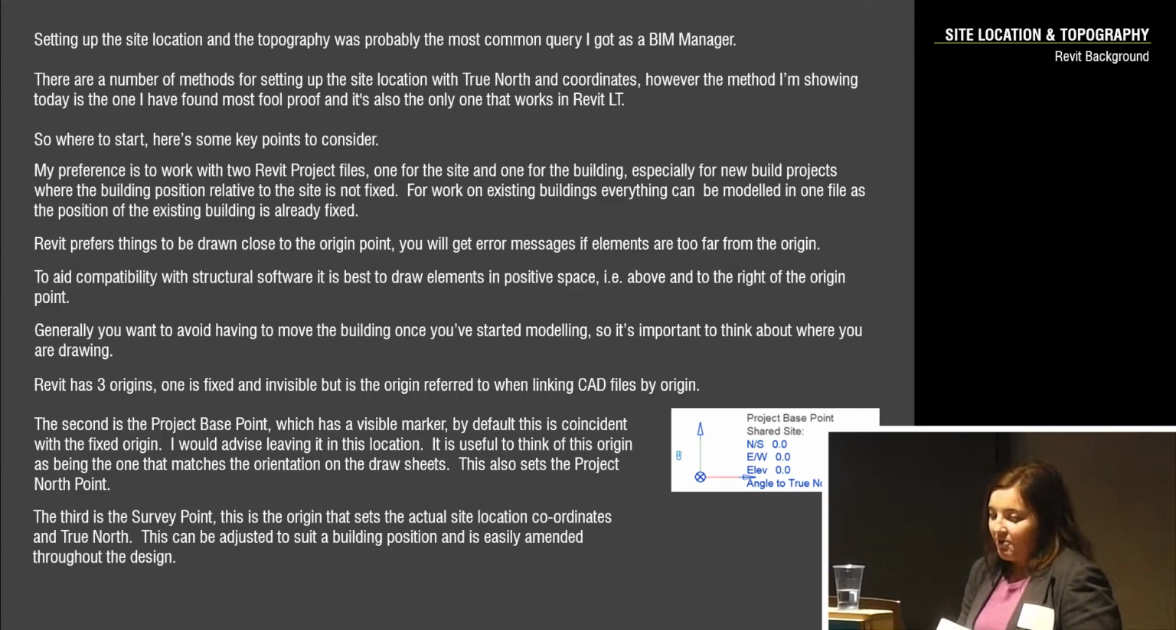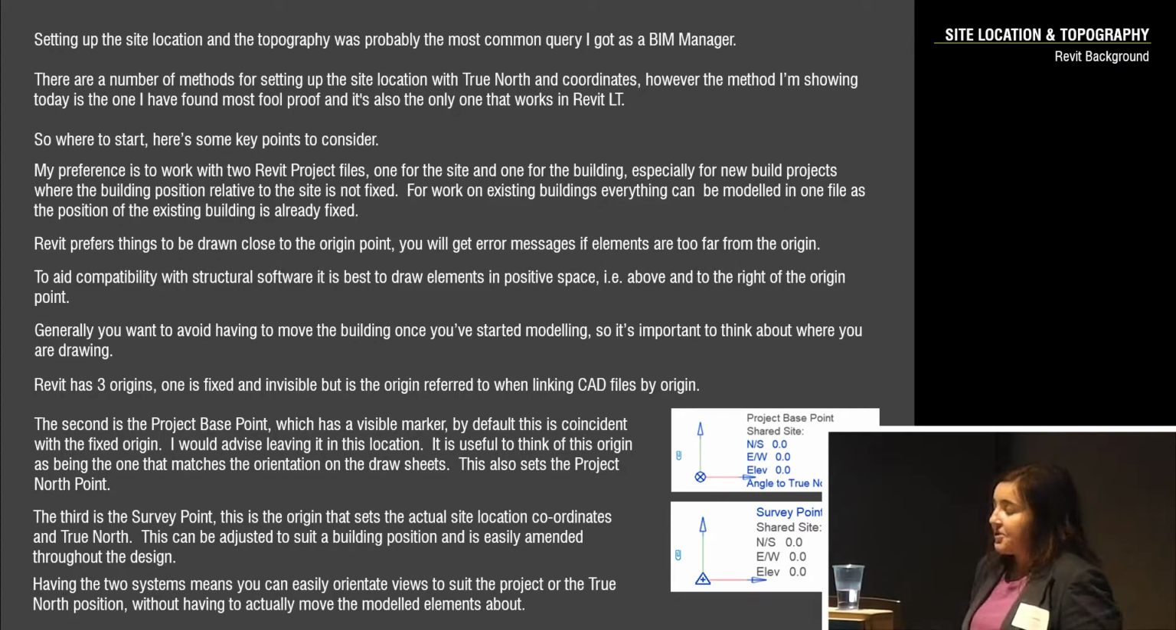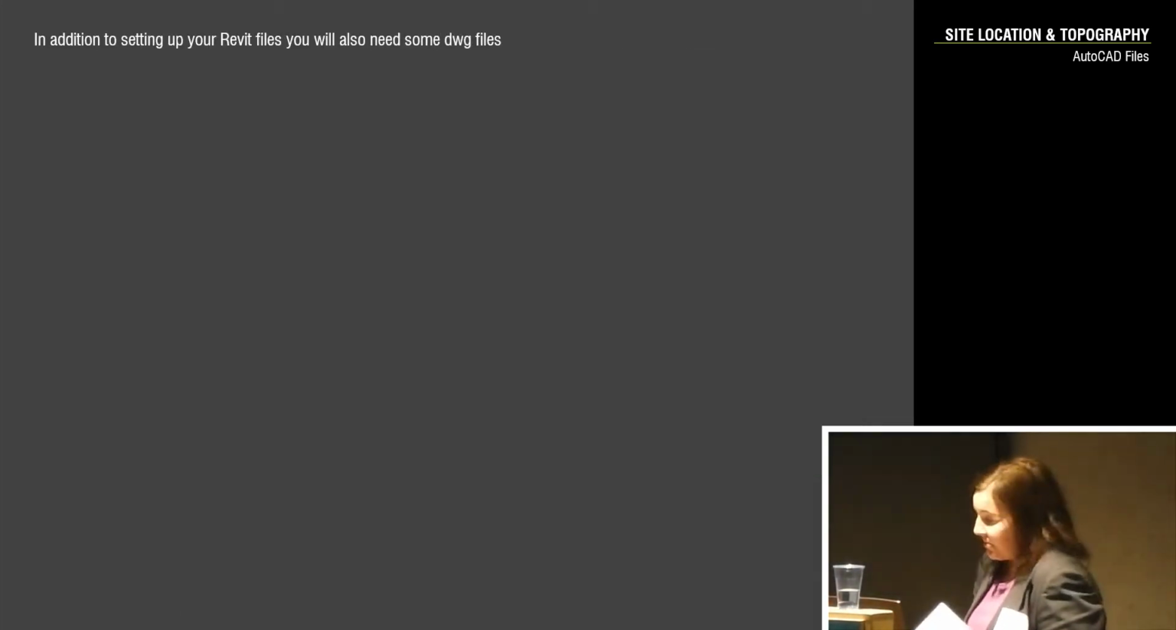The third origin point is the survey point. So this is what actually sets out where your building site, or wherever it is, is in real world coordinates. And it also sets up where the true north, or what we understand to be north, is. It looks like this. It's easily moved, it's easily changed, and you can move it as often as you like within a project, certainly within your building. If you're setting up your site file, it should be fixed and stay where it is. So having the two systems means you can easily swap your views between your building, where your building file wants to sit, and where your site files might want to sit, orientated to true north. So they're the pointers for Revit.